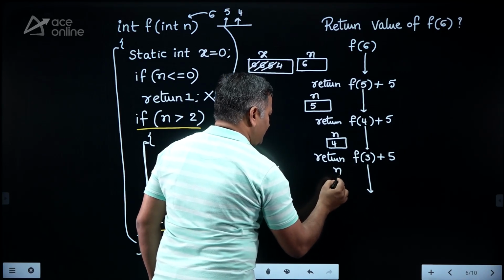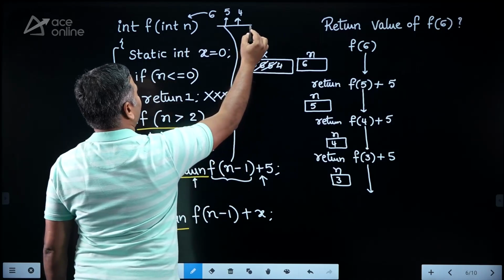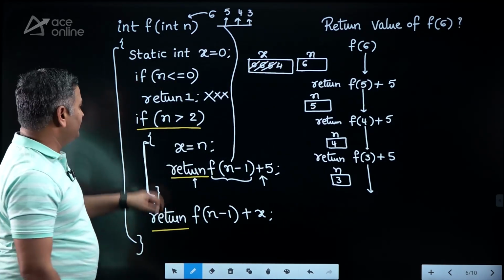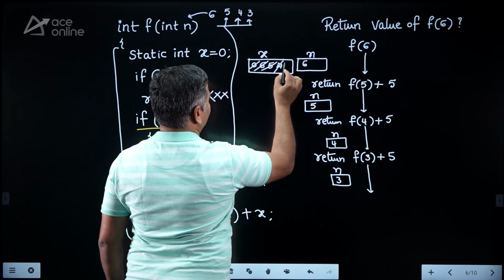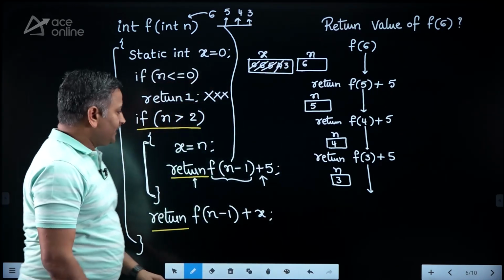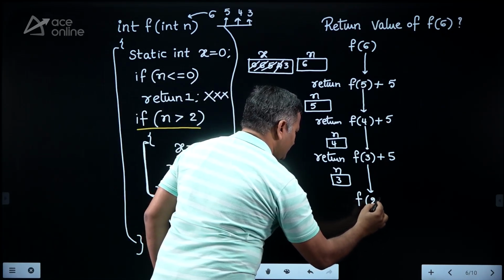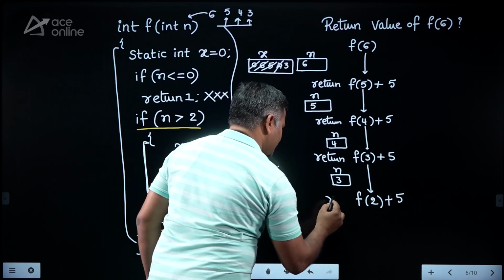Next I am calling with input 3, n is equal to 3. So the next function call is with 3. Again the same story will be repeated. n greater than 2, yes, true. Therefore, the content of n, that is 3, is copied into x. After that f of n minus 1, f of 2, plus x, and then the return statement.